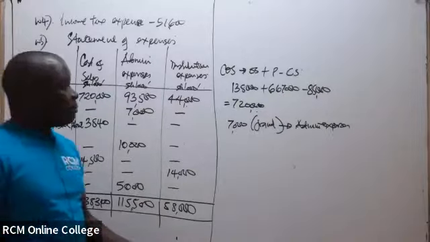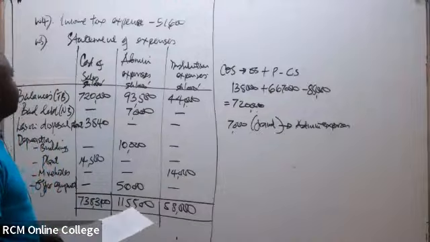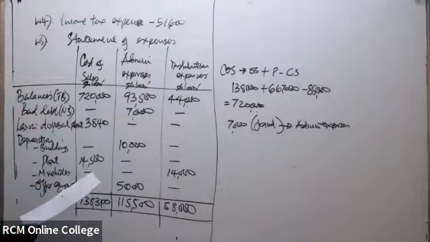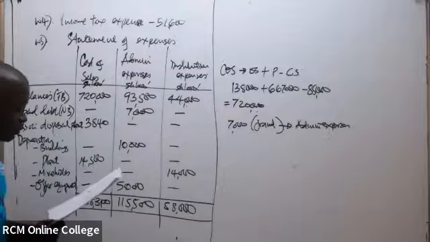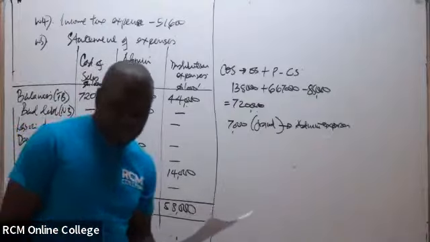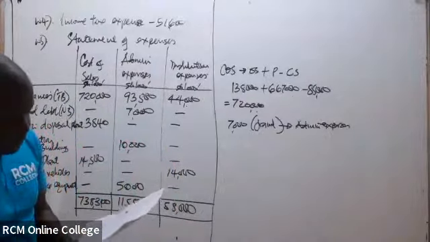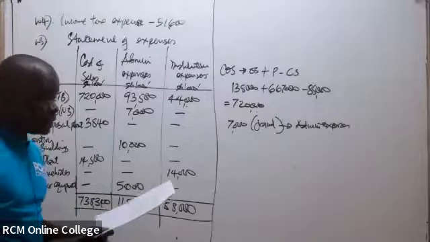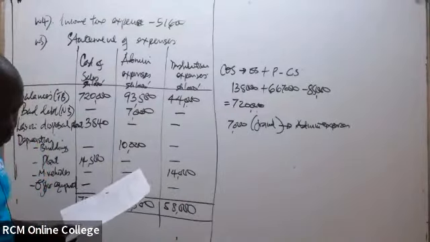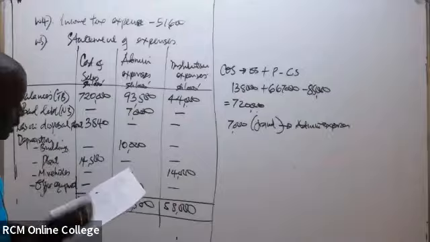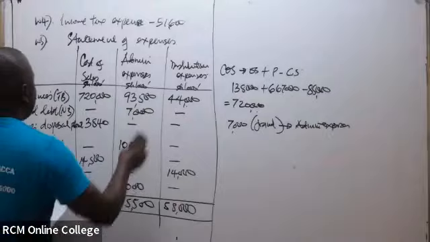So that actually ends up becoming what? Our statement of expenses. So once you have the statement of expenses, you can now prepare what? Your statement of profit or loss. So BD Limited, statement of profit or loss.